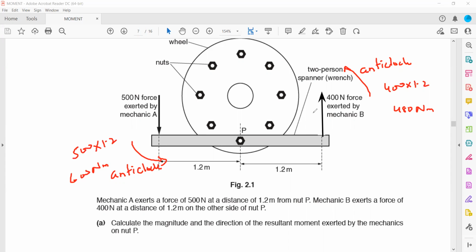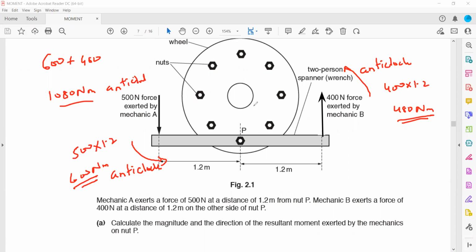So how to calculate the resultant turning effect or resultant moment? Because two moments are acting in the same direction, we add them. So 600 Newton meter is anti-clockwise by mechanic A and 480 Newton meter is also anti-clockwise by mechanic B. So what is the resultant? It will be 600 plus 480, so it will be 1080 Newton meter and the direction will be anti-clockwise. So that is the answer for part B.